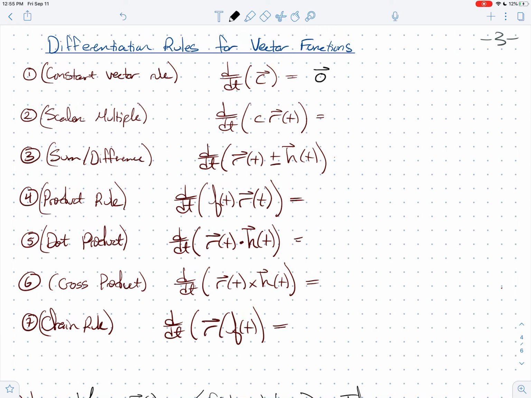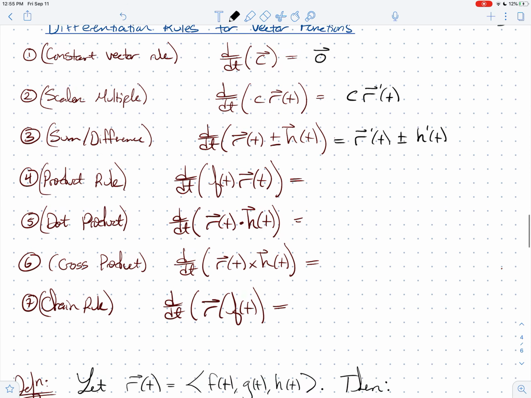Okay. Now, what about if you multiply a vector function by a constant? You expect that this should be exactly c r prime, and it is. What about the sum or the difference of two vector functions? You expect that this should be r prime of t plus or minus h prime of t, and it is.